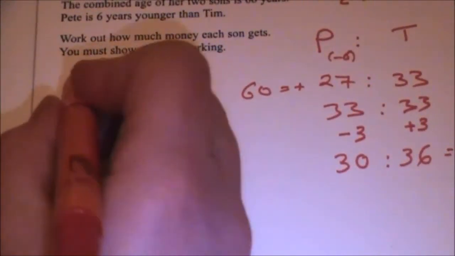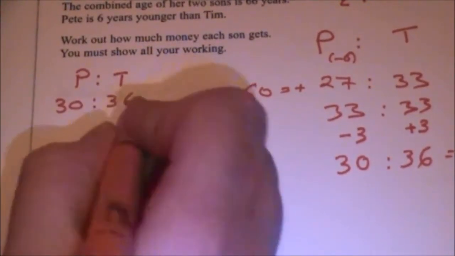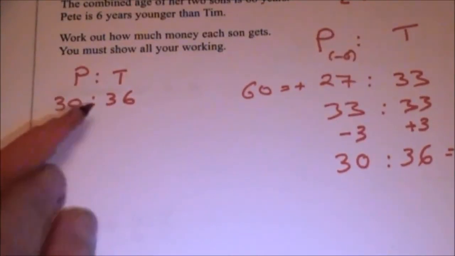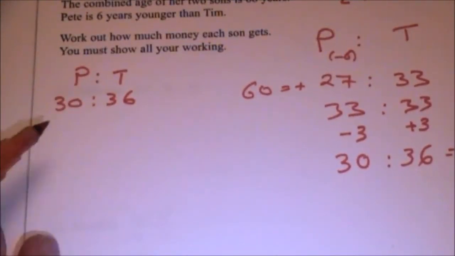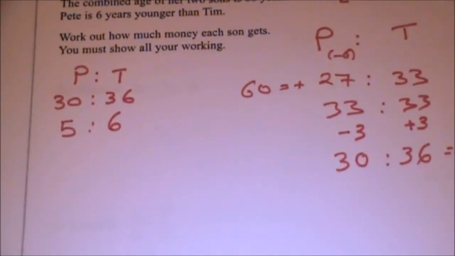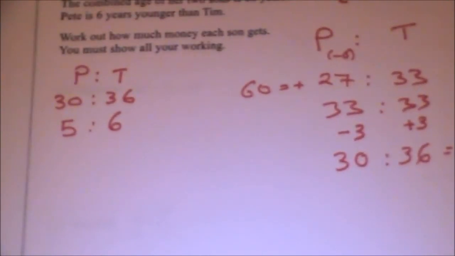I'm going to come over here and I'm going to write that as a ratio. Pete to Tim is 30 to 36. Now I can simplify that ratio, 30 to 36, because I can see 6 goes into both those numbers, and 6 goes into 30 5 times, and 6 goes into 36 6 times. So Pete and Tim are in the ratio of either 30 to 36 or 5 to 6. It doesn't really matter. Now it's just your basic sharing into a ratio question.